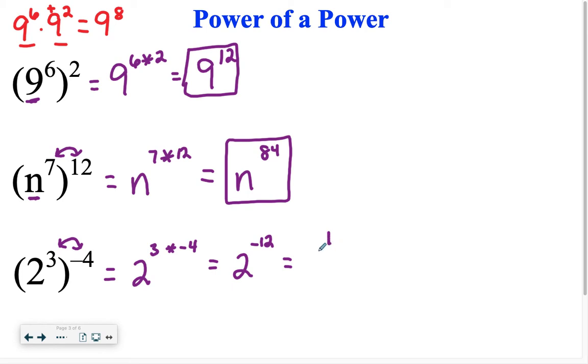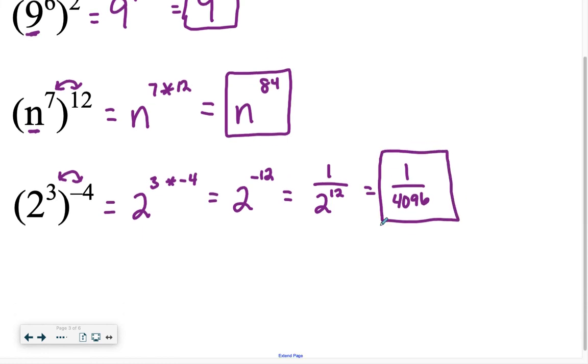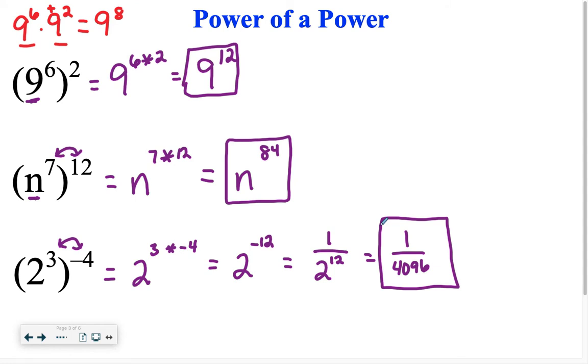You're going to draw on the lessons that we already did this chapter, and this would become 1 over 2 to the 12th power. On the last page, we talked about how 2 to the 12th power is 4,096. So my final answer would be 1 over 4,096. If you have any questions about that, please don't hesitate to ask for some help.